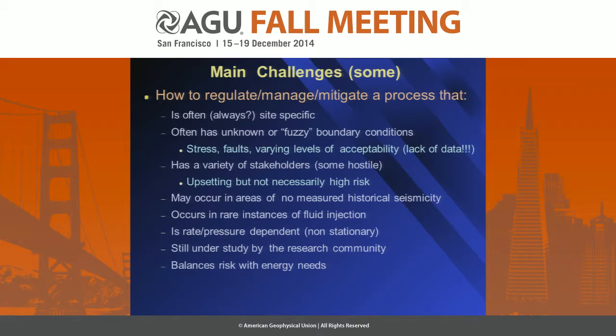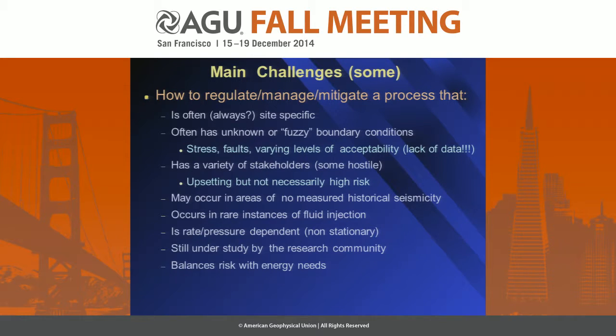It often occurs in areas of no previously measured seismicity. The Geysers was famous for that. There was no measured seismicity of any sort up at the Geysers before they started doing injection. And it often occurs in rare instances. If you look at the 150,000 Class 2 wells doing injection, not all of them have induced seismicity. Not even a small part of them have induced seismicity. And it has to do, of course, with the stresses, permeability, pressure buildup, and all the things that we know about. It's a non-stationary process. You can actually change the stresses, change the injection rates, change the pore pressures. You don't have the same things you have in natural seismicity. And it's still under study.